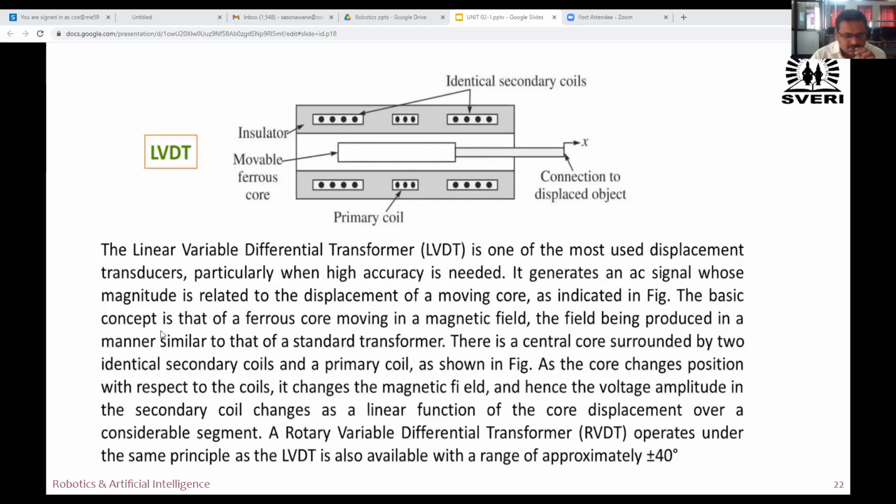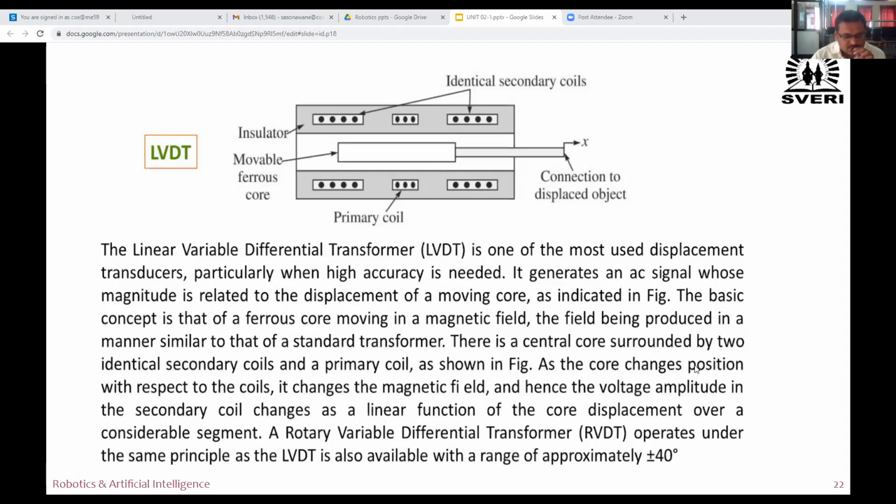The basic concept is that of a ferrous core moving in a magnetic field, the field being produced in a manner similar to that of a standard transformer. There is a central core surrounded by two identical secondary coils and a primary coil as shown in the figure. Therefore, the central core is surrounded by the primary coil and secondary coil.